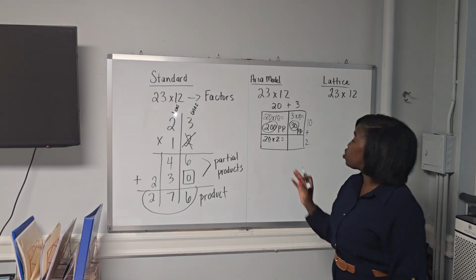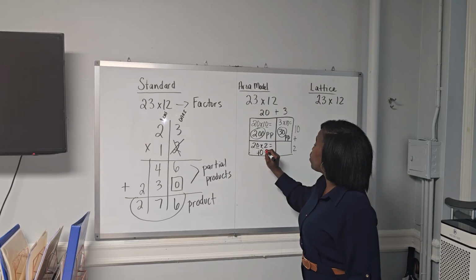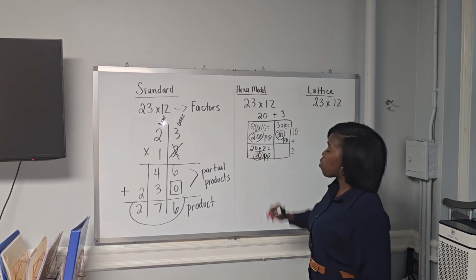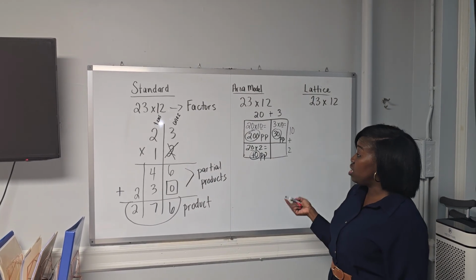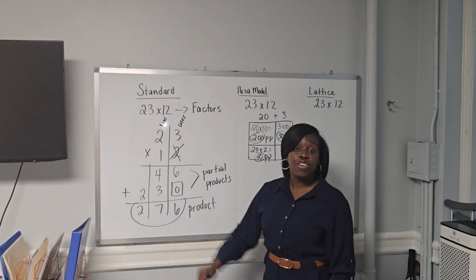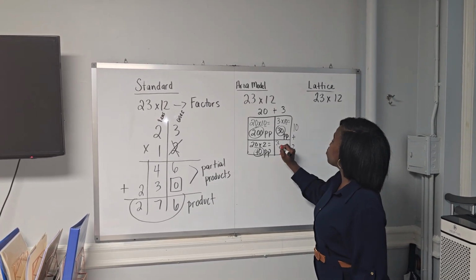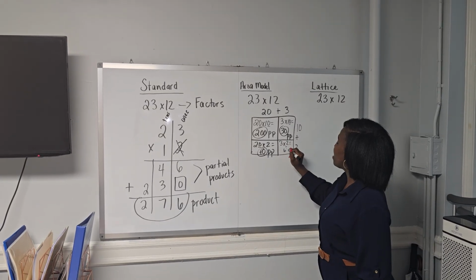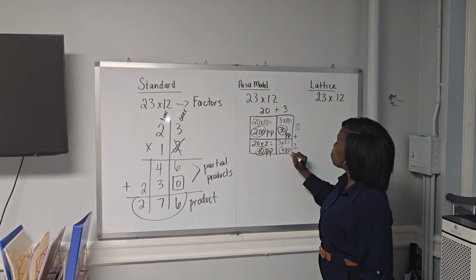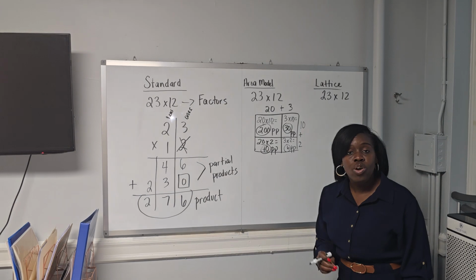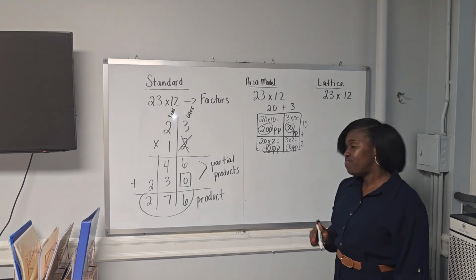Next, we're going to do 20 times 2. Underline that group of 10. 20 times 2 gives us 40. That is your third partial product. Where do we see the 40? Right here, the 4 is in the tens place. Last but not least, we're going to do 3 times 2. That gives us 6. That's our last partial product.